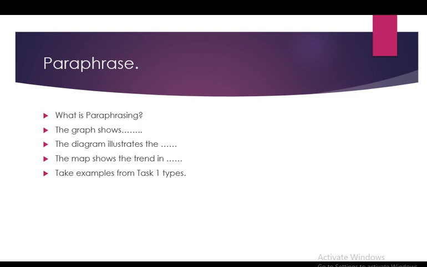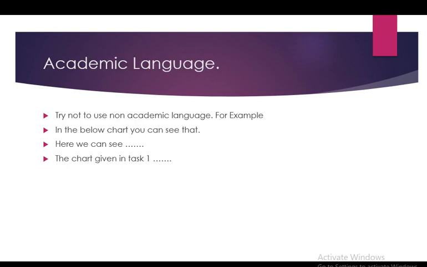This diagram illustrates, or the map shows the trend in, or take more examples. I will give you further examples in task 1. So the first paragraph is the introduction about your task. For example, if they give me a diagram of a school, I will write: this diagram shows some of the facilities and rooms of a school from this period to this period. I will give you an example later.